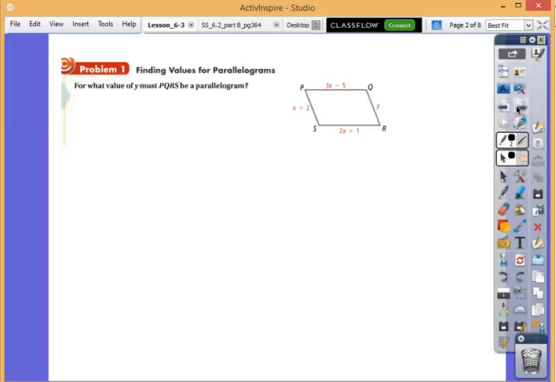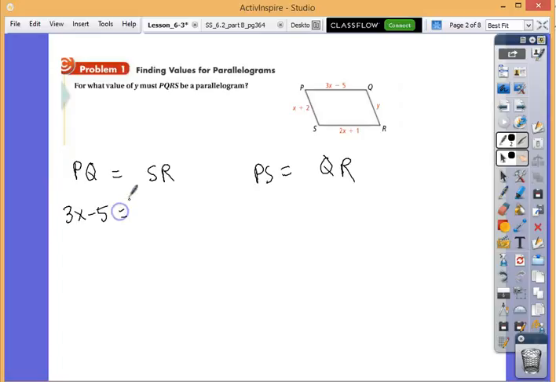Well, the first thing we can do is solve problems based on knowing that something is a parallelogram, or that we want to make sure that something is a parallelogram. In this case, the question is saying, what would the value of y have to be for this figure to be a parallelogram? Right off the bat, we know what about parallelograms? Yeah, the opposite sides are congruent. So the geometry of this question is PQ is equal to SR, and PS is equal to QR. When I plug stuff in, 3x minus 5 is equal to 2x plus 1.